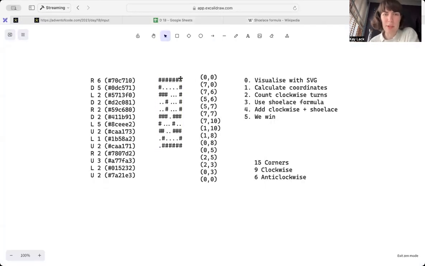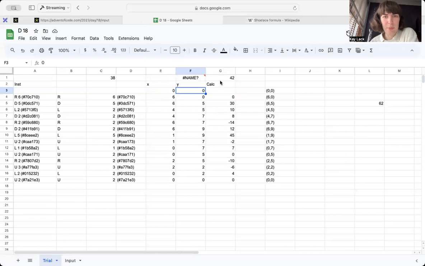Right. Clockwise turns. We've got 1 here, 2, 3, 4, 5, 6, 7, 8, 9, 10. No, 9. Yeah. 1, 2, 3, 4, 5, 6, 7, 8, 9. 9 clockwise turns.